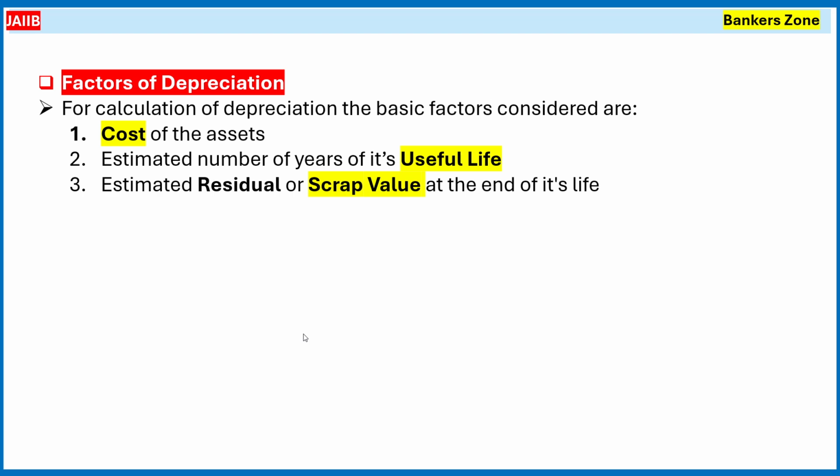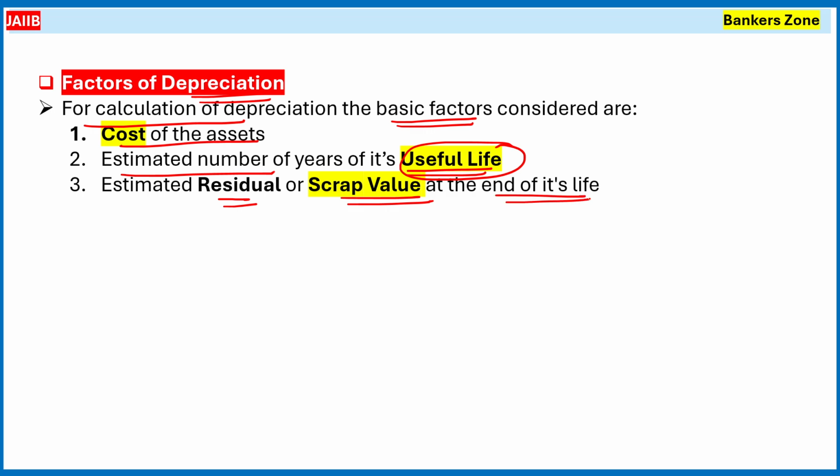Now see, what are the factors which are responsible for depreciation? For calculation of depreciation, the basic factors we consider are the cost of the asset, the estimated number of years, which we can call the useful life of that asset, and lastly the residual or scrap value of that asset. Okay, only three factors. At what cost you purchase?